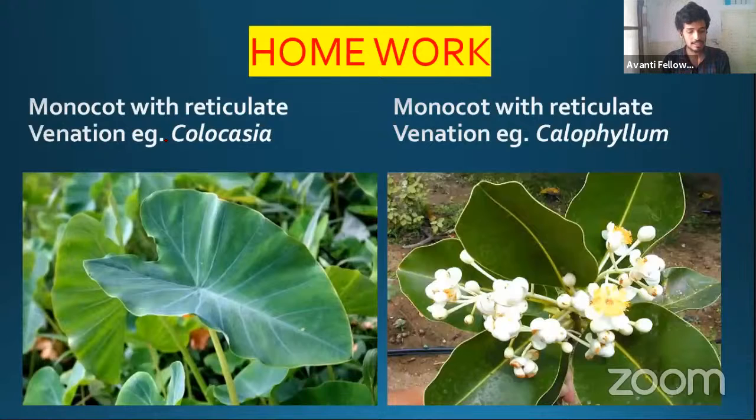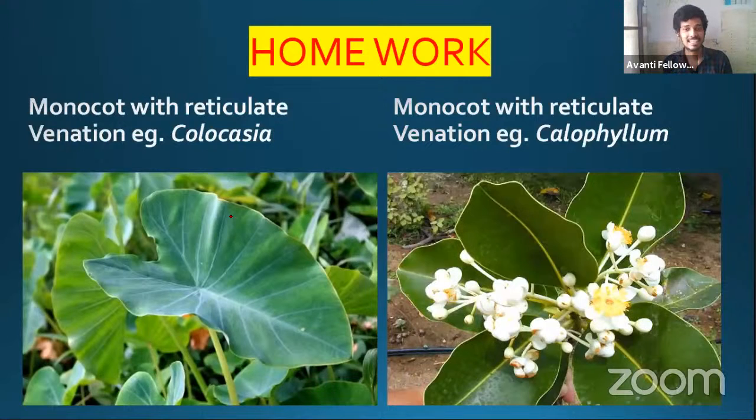So guys, do you remember the homework? I told you two homeworks, right? So answer the first one. Did you find any monocot with reticulate venation? Check yourself once.